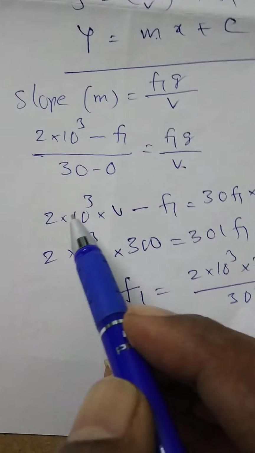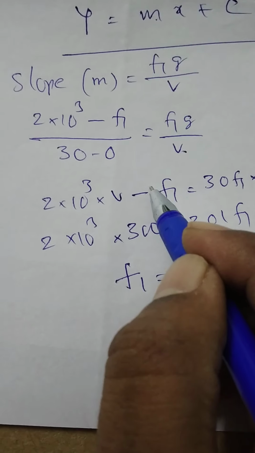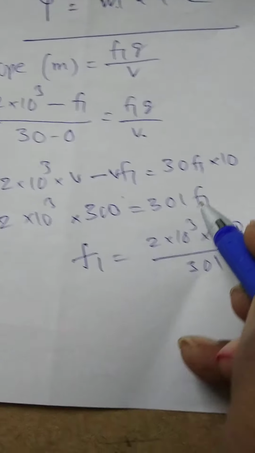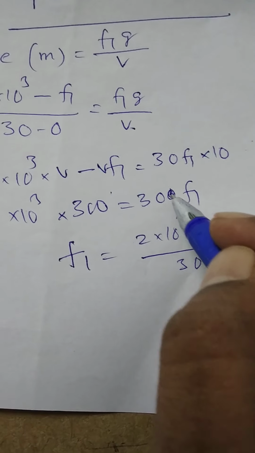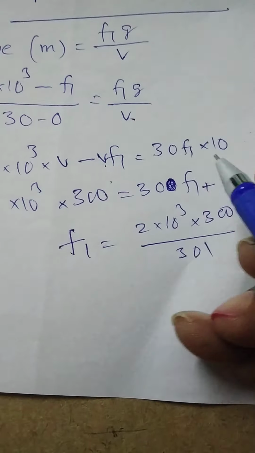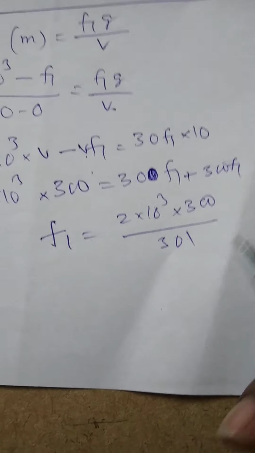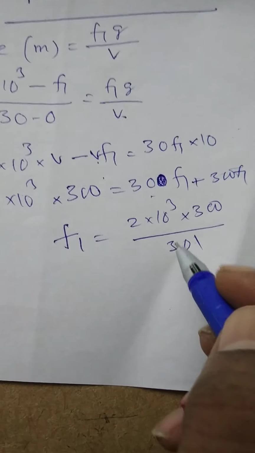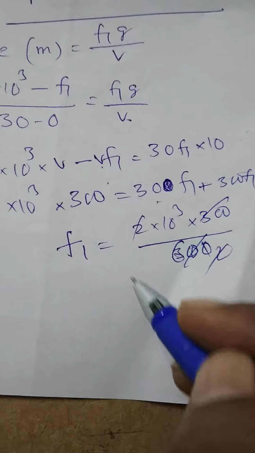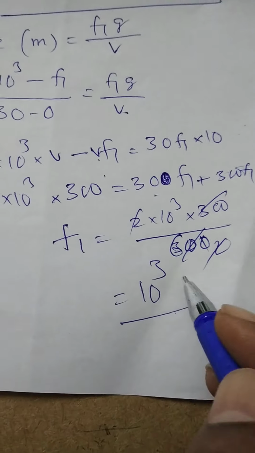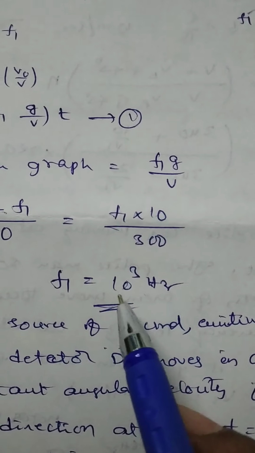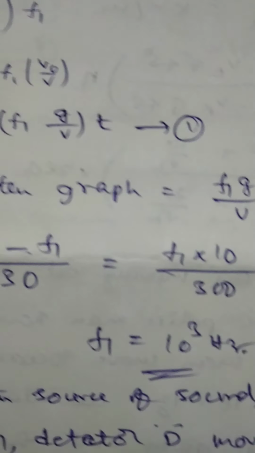2 into 10 cube into v minus v into f1. V into f1 means 30 into f1, 300 into f1, plus v is also equal to 300 f1. 300 plus 300 is equal to 600 by 600. 2 times 2 cancel. So f1 is equal to 10 cube hertz or 1 kilohertz. So the required answer is f1 is equal to 10 cube hertz. Right? Okay.